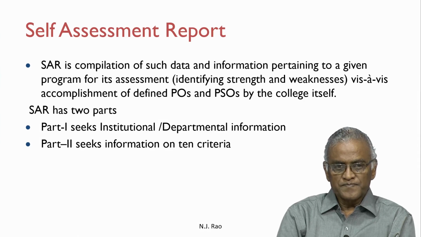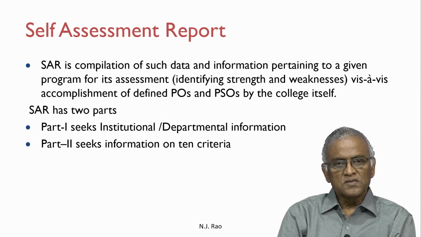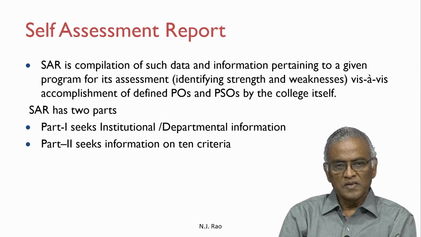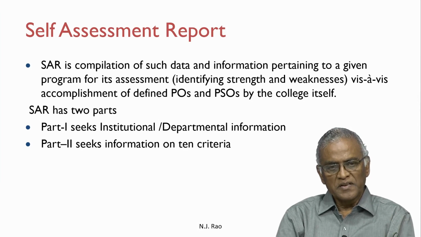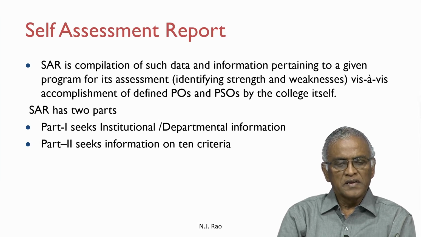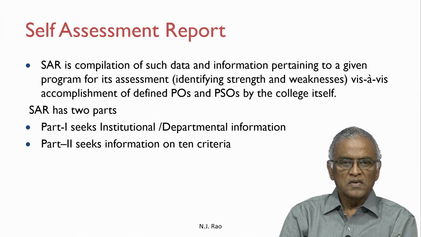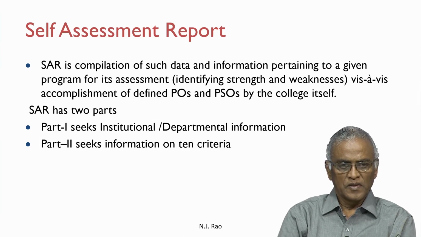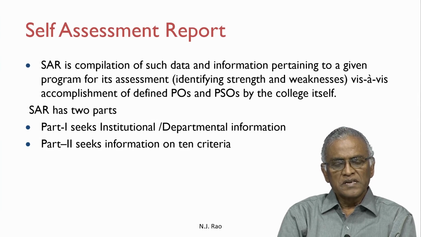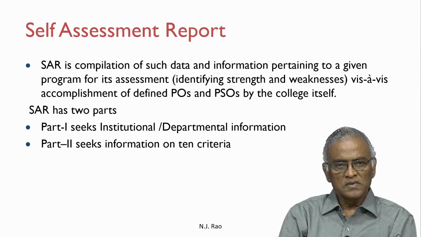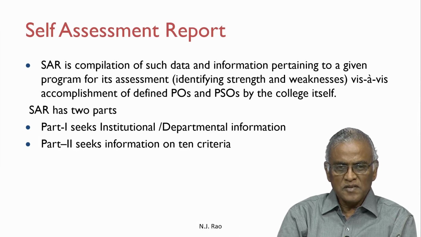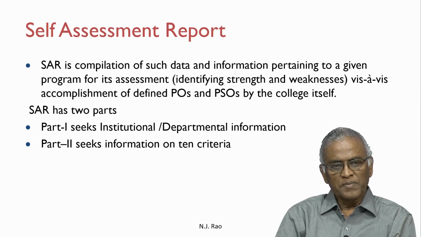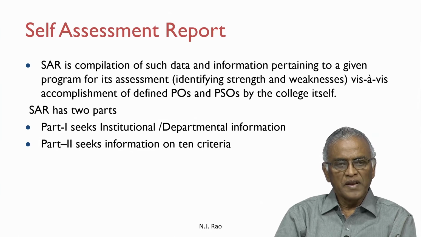SAR has two parts. Part 1 seeks institutional and departmental information. It is purely data: how many students, how many faculty are there, when did the program start, and so on. It is all institutional and departmental information. Part 2 seeks information on 10 criteria. We will be looking at the details of the NBA accreditation process and how to meet the requirements in a completely separate module, where we spend a lot more time on every aspect of SAR.